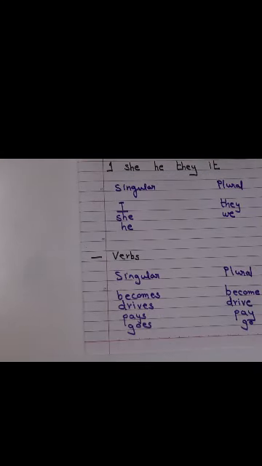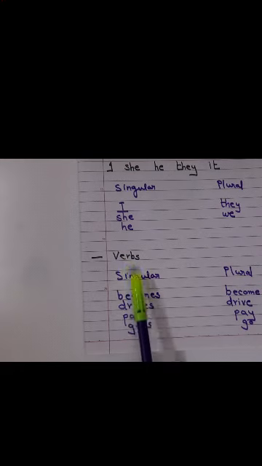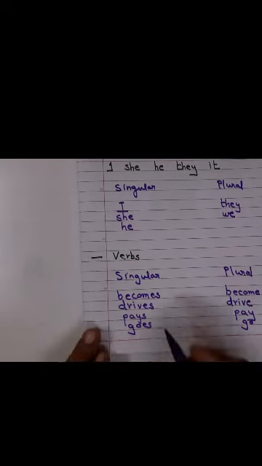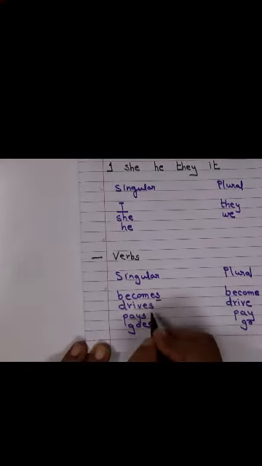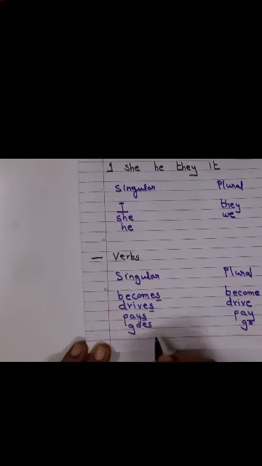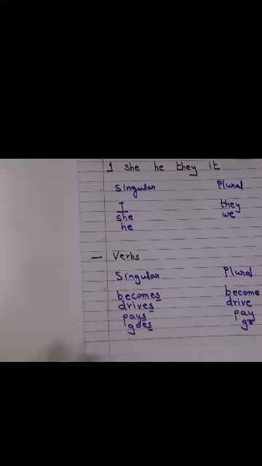Children, just notice one thing here. The verb in the singular, okay, in the singular place, it often has an S. Can you see? It has S on the end. Singular verb, it often has an S in the end. See here, S, S, S and S.